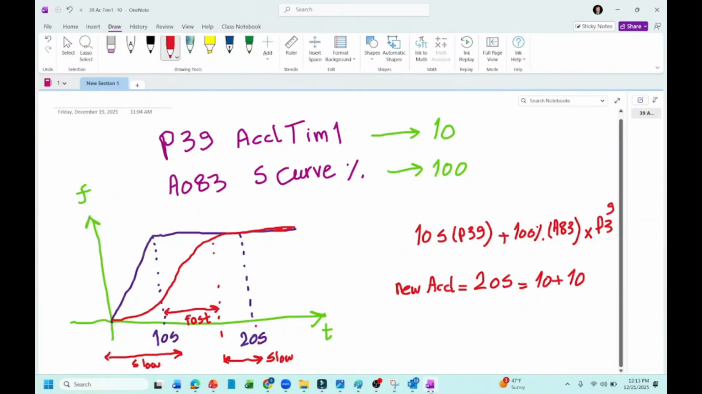Okay, this is another video from the Easy Electric series, and today we want to talk about more advanced parameters in the VFD. Today let's talk about A083, S curve, and see what exactly it means. The A083 is usually used whenever you want to run your motor more smoothly and get rid of that jerk that you usually have in the acceleration and deceleration.